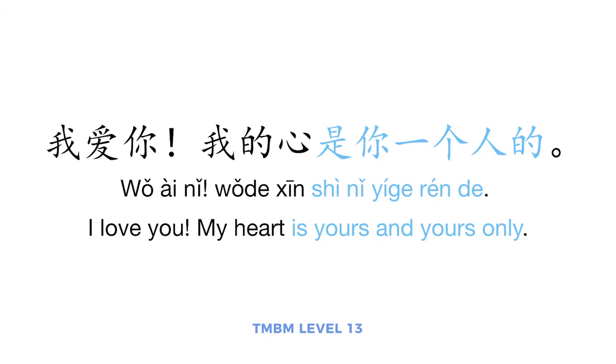So let's have a look. What's between 是 and 的 here? 是你一个人的. So 你一个人, you, one person, as in just you and yours only, which I really like. So it's just being a bit more romantic there, emphasizing the detail of my heart is yours and yours alone, no one else's. Very nice. I might steal that one.